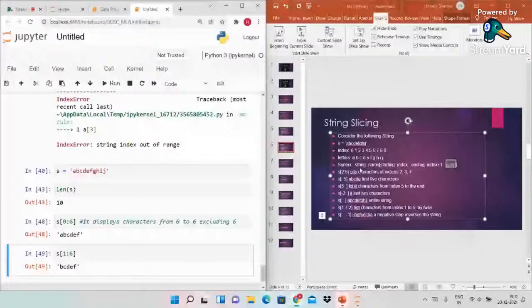Okay, so here we are. Let me quickly come back to that. So 0 to 6: it will go on to the 6th index, excluding the 6, which means it will show the characters till the 5th index. Whatever character is at the 6th index will not be considered. And here, the first number itself is 1, so it will start off at index 1.